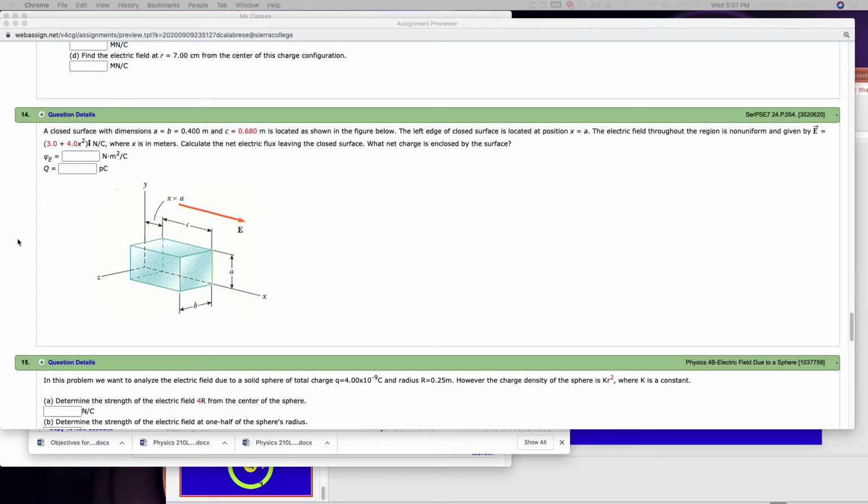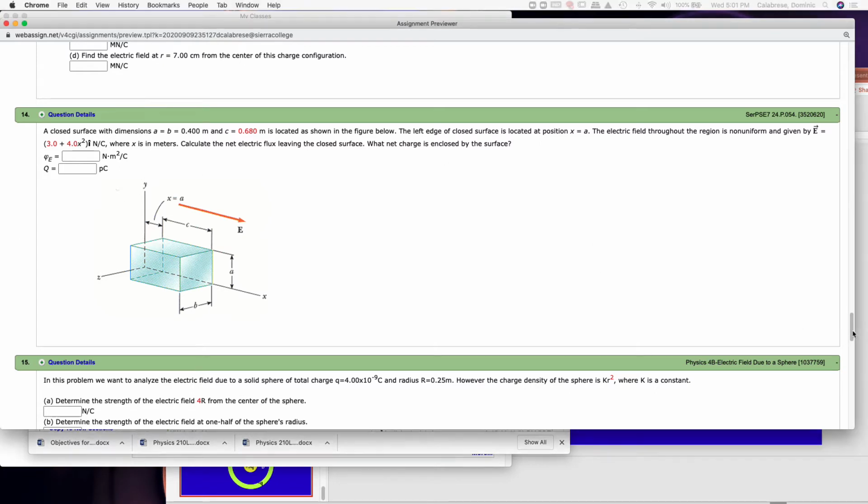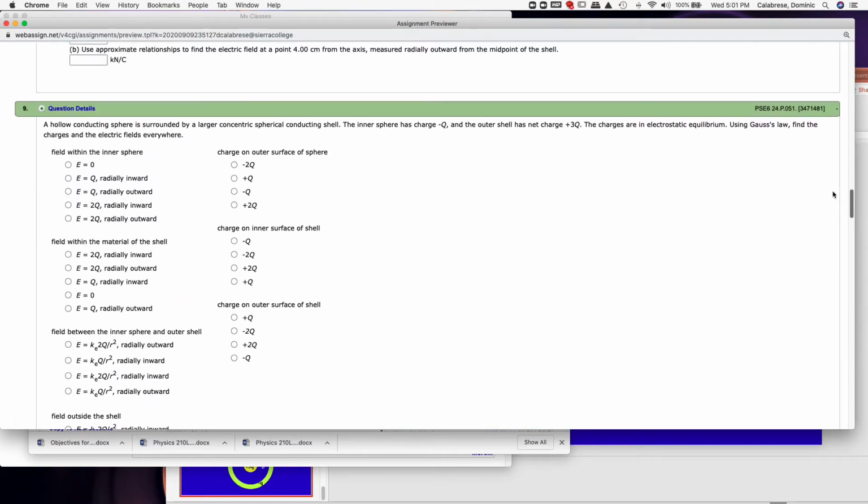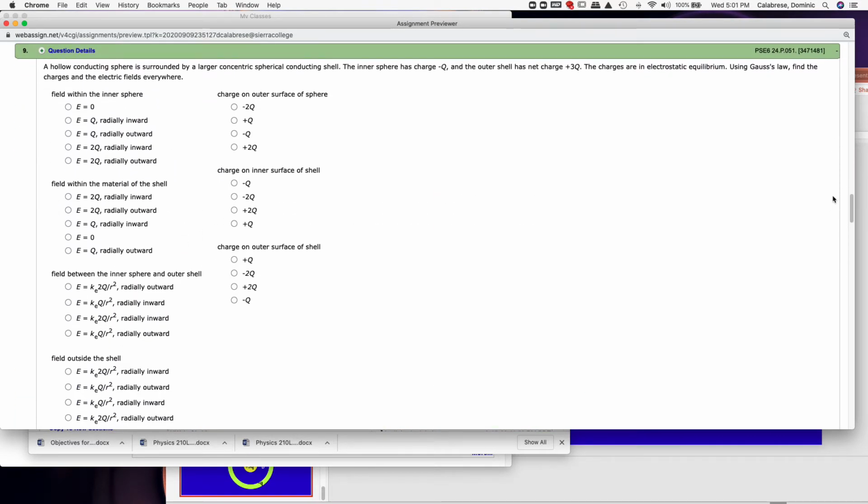And number 9. I've had people ask me about number 9. This is essentially the problem I did in class today, except the charges are switched. Okay.